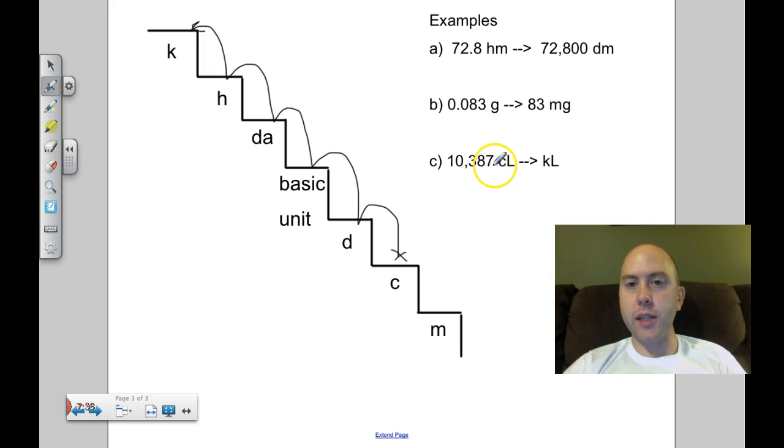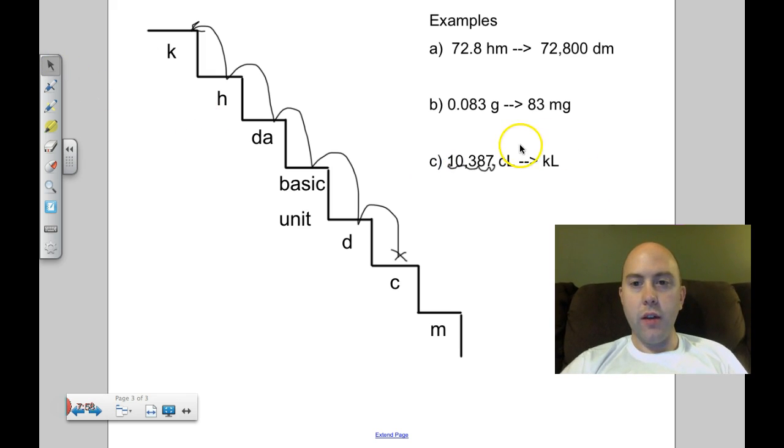So take your decimal point, which even though it's not there, it'd be right here. Even though you can't see it, it's technically right here. And I'm going to move it 5 places to the left. So I go 1, 2, 3, 4, 5. So it's going to go right in front of the 1.